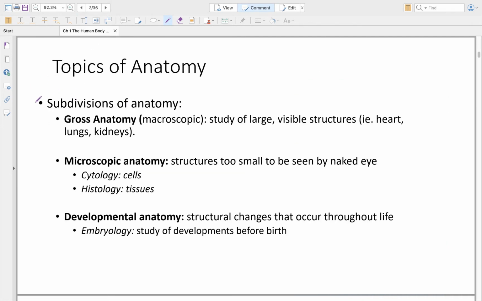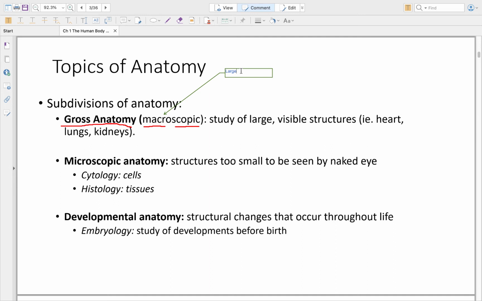There are subtopics in anatomy. We have gross anatomy. Okay, this is in reference to something that's large. Now, we use the term macroscopic. Now, what does macro mean? Okay, macro always just means large. So gross anatomy is on a large scale. Visible structures like your heart, lungs, kidneys, your eyes, your brain, things like that.